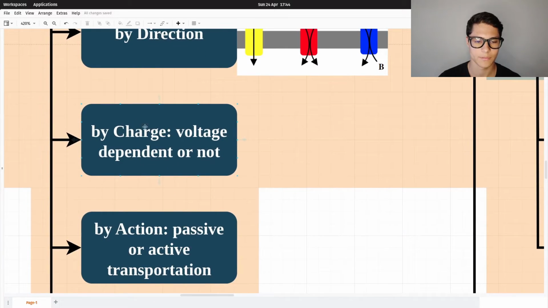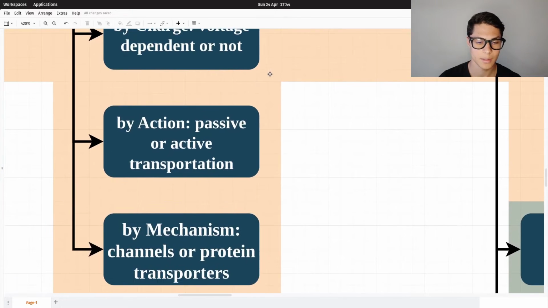Then we have the classification by charge, voltage dependent or not, because some channels or transporters need voltage to function properly and others simply don't. They use other mechanisms such as ligand, for example. Then by action, it can be passive or active transportation. Passive transportation occurs with a gradient concentration, and active transportation requires ATP energy and goes against that gradient.